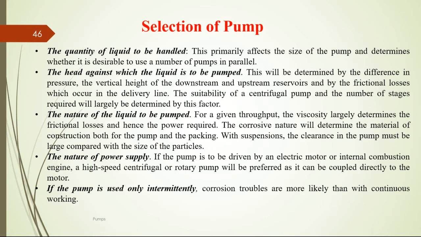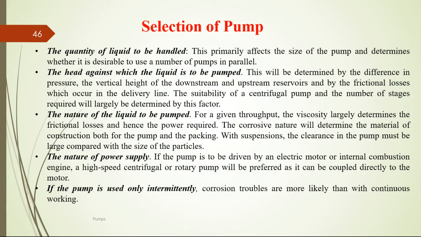Then selection of pump. Basically, it depends on five important factors. Out of that, the first one is the quantity of liquid to be handled. This primarily affects the size of the pump and determines whether it is desirable to use a number of pumps in parallel. The second one is the head against which the liquid is to be pumped. This will be determined by the difference in pressure, the vertical height of downstream and upstream reservoirs, and by the friction losses which occur in the delivery line. The suitability of a centrifugal pump and the number of stages required will largely be determined by this factor.